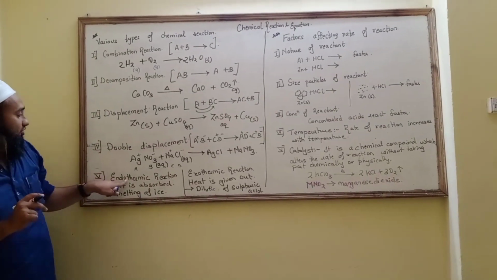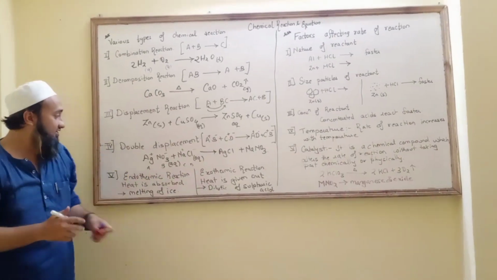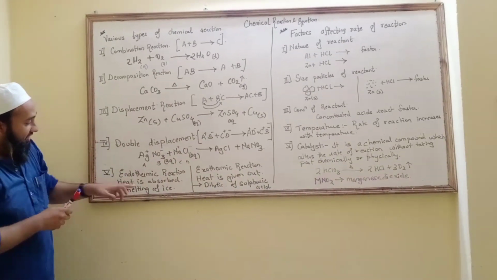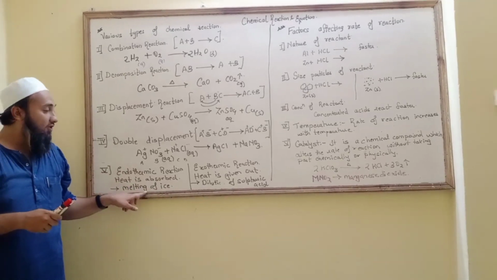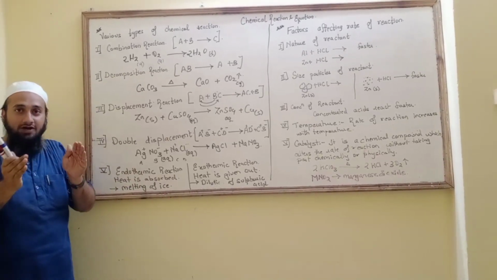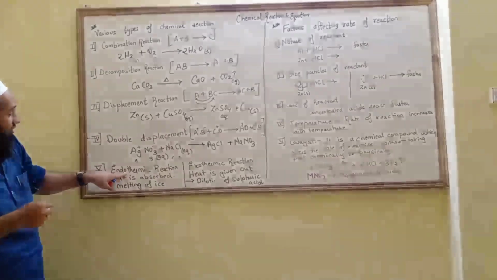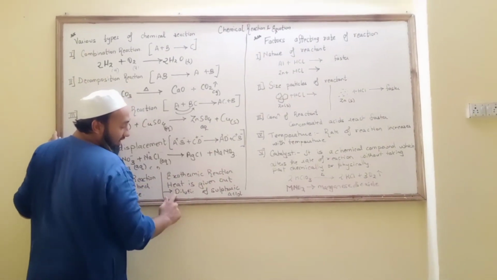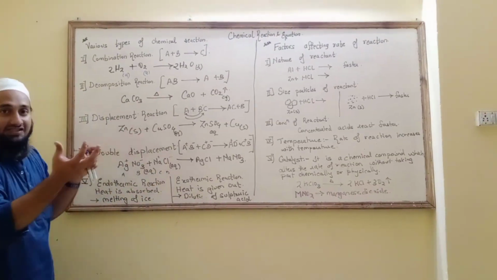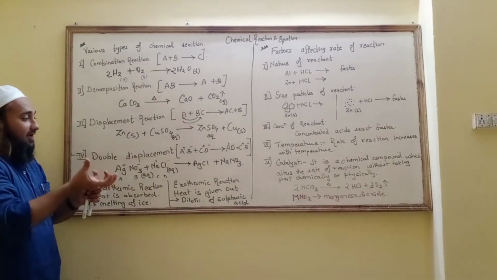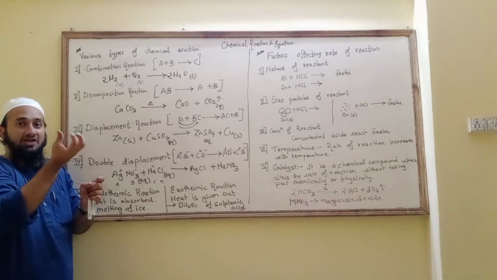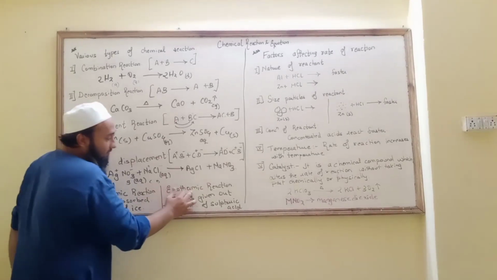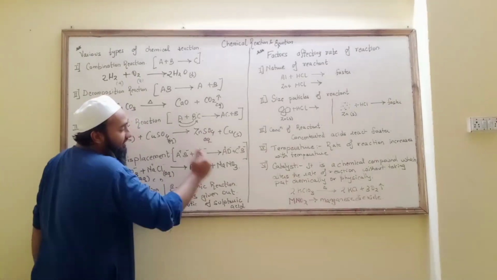The fifth type is endothermic reaction and exothermic reaction. Endothermic reaction is a reaction where heat is absorbed. For example, ice melting to water absorbs heat, so it is an endothermic reaction. Exothermic reaction is one where heat is given out. Take any concentrated acid and add water: you see fumes coming out and you hear a whoosh sound. That sound is because of the heat. So an exothermic reaction is a reaction in which heat is given out.